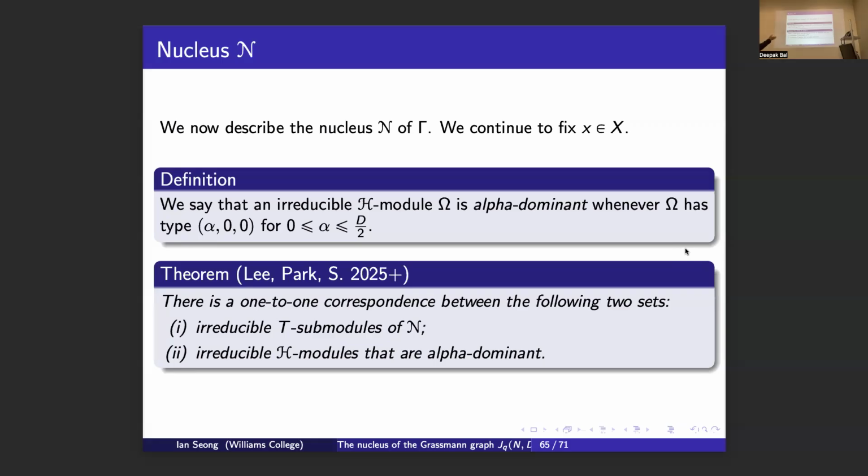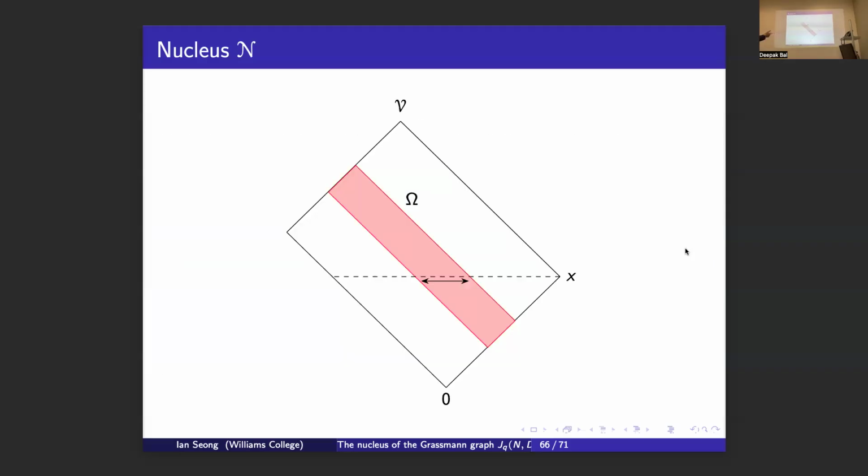Here is a theorem by Lee, Park, and myself. There is a one-to-one correspondence between the following two sets. If we look at the irreducible T submodules of N, and the irreducible H modules that are alpha dominant, there's actually a one-to-one correspondence. Here's a diagram. This is what an alpha dominant irreducible H module would look like. The top left and the bottom right would stick to the edge, and the bottom left and the top right distances are going to be exactly the same. That way, if we slice it through a d-dimensional slice, this irreducible T module is going to be bang in the middle.